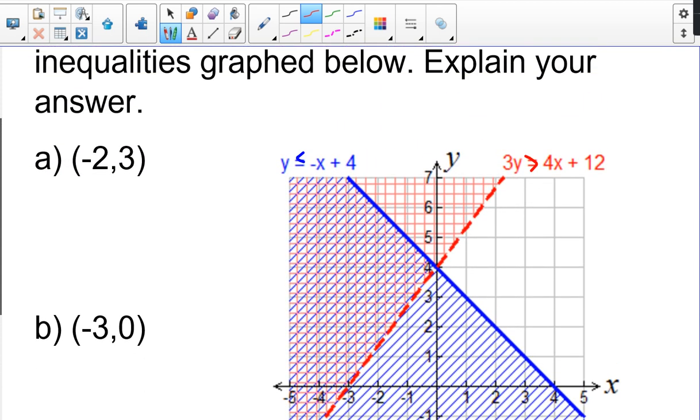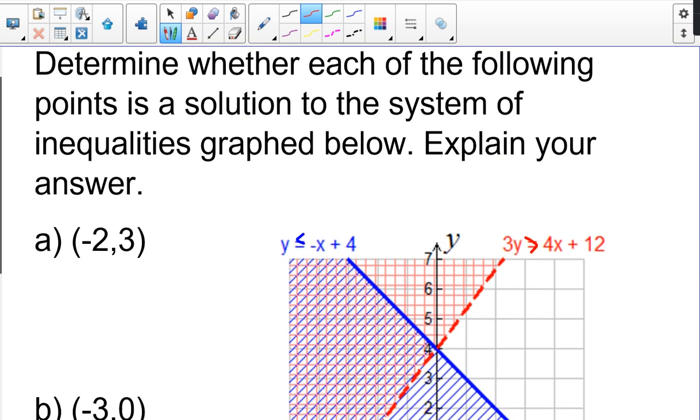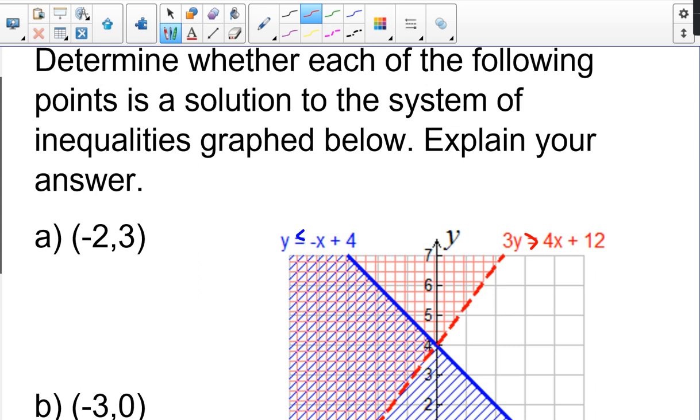Okay, and the question is, determine whether each of the following points is a solution to the system of inequalities graphed below, and explain. Explaining is important. I will ask you to explain a similar question to this on the final, so make sure you're able to explain each possibility.